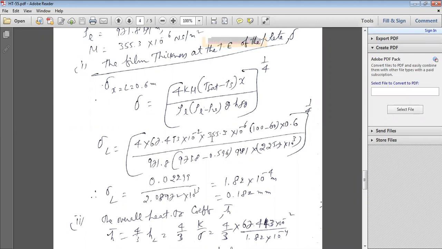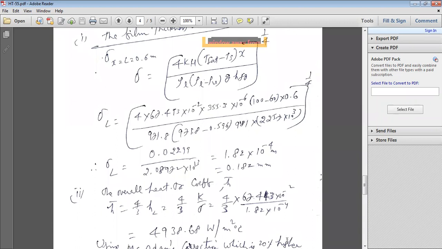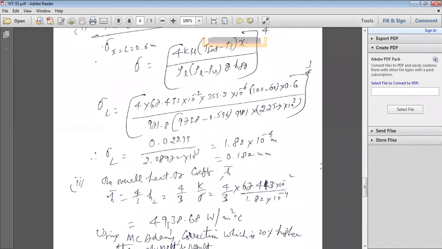That is equal to 4 by 3 times the K value, 67.413 into 10 power minus 2, divided by the delta value, 1.82 into 10 power minus 4 meters. You have to substitute delta in meters only. Then you get the average or overall heat transfer coefficient, 4938.68 watt per meter square Kelvin.